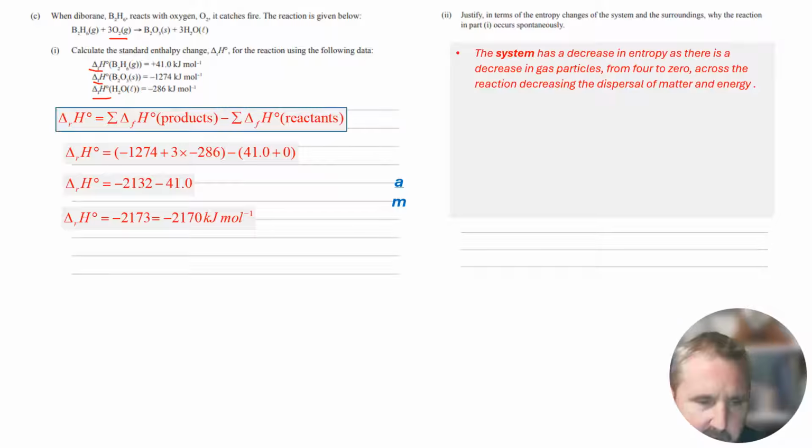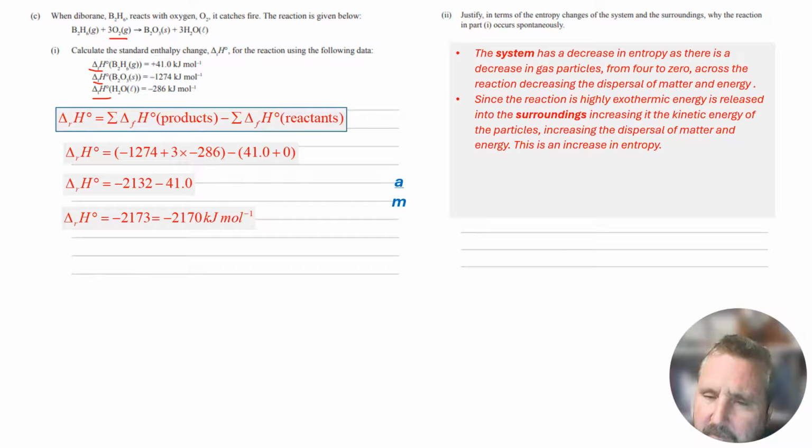If you hadn't calculated the delta R value, if you hadn't been able to do this equation over here, you just carry forward whatever your answer is, or you state what the delta R value is up here. So in this case, we know what it is. It's negative 2,170. So this means the energy is going into the surroundings. That increases the kinetic energy of the particles and increases the dispersal of matter and energy in the surroundings. This will increase the entropy because it's making it more disorganized.